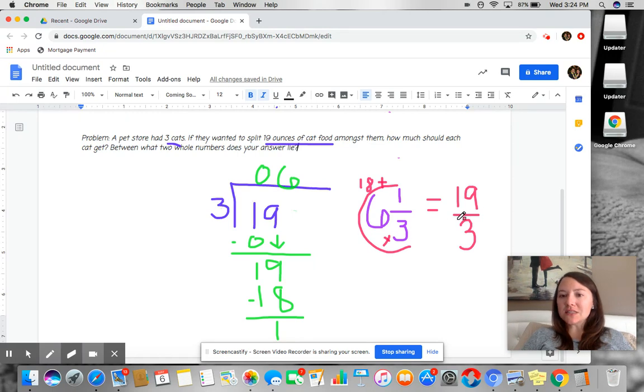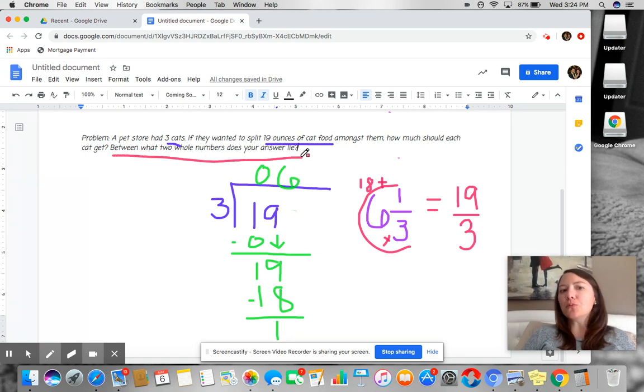Remember, this division sign is another way to say the fraction bar. So the fraction bar means to divide. So I'm literally dividing 19 ounces of cat food by 3 cats. So either way, you can kind of check your answer here. I'm not done though, because I have one more question in this problem.